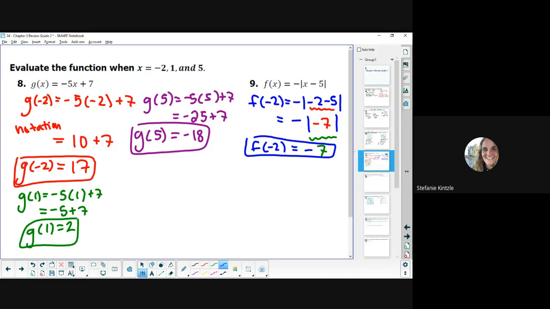I know you guys have to squeeze this in, sorry. We don't have a ton of room.